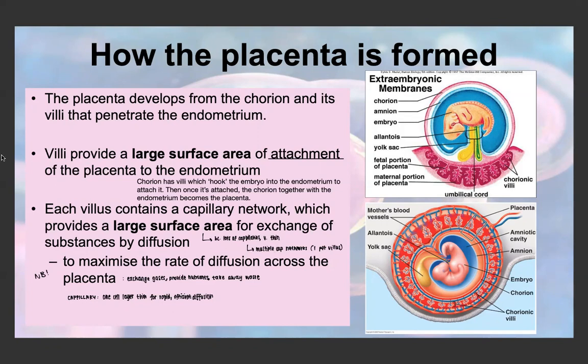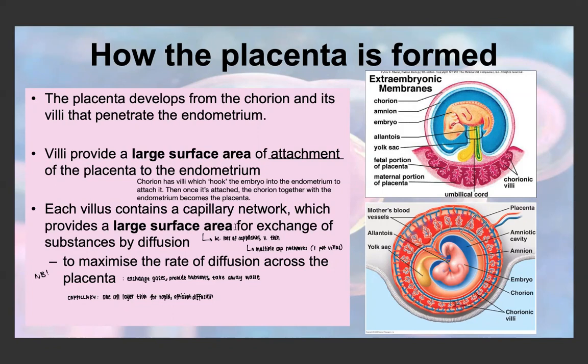Each villus, so a single villi, contains a large capillary network, which provides a large surface area for exchange of substances by diffusion. So obviously this is quite a common question. They can ask you, how does the structure of the villi maximize its function?